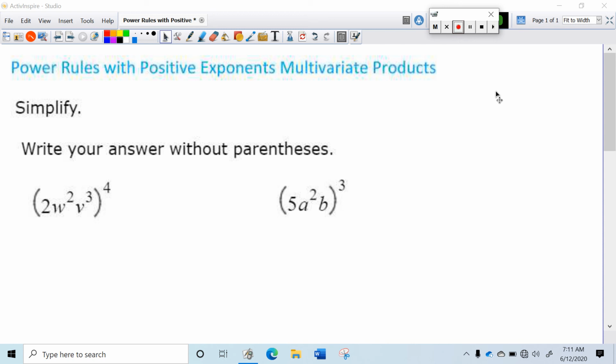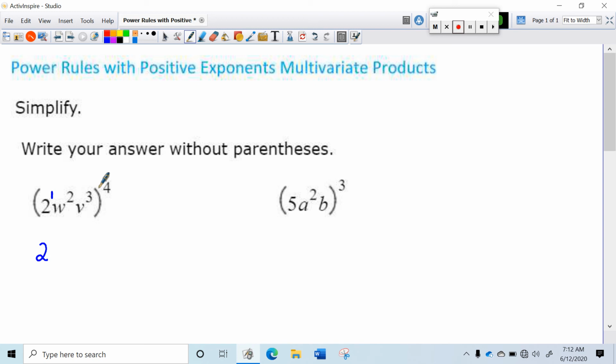We're going to simplify and write the answer without parentheses. Now inside the parentheses, if you have anything that does not have an exponent, it's assumed to be a 1. So I'm going to go ahead and put a 1. Now I'm going to get rid of the parentheses, and anytime you're doing that, you're multiplying. So I'm going to multiply my exponents.